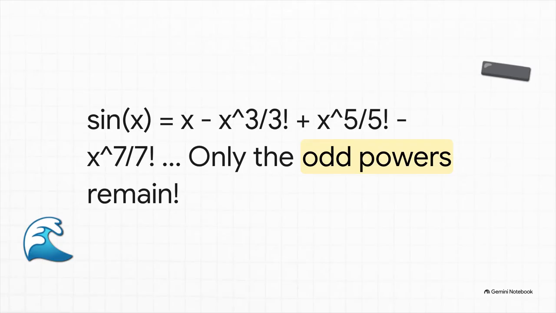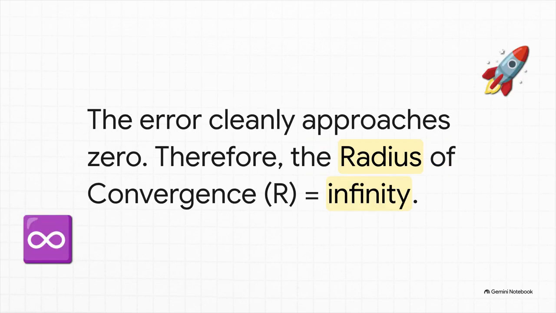Now, because every even derivative evaluates to 0, all the even power terms in our series completely, magically disappear. We're left building our Maclaurin series directly from that alternating sequence of 1s and negative 1s on the odd powers. So sine of x equals x minus x cubed over 3 factorial plus x to the 5th over 5 factorial minus x to the 7th over 7 factorial, and so on to infinity. But remember, we still have to prove it actually equals sine of x.